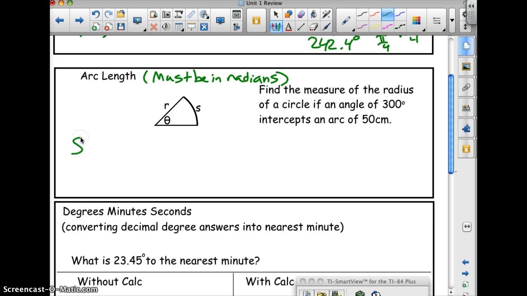Okay, and the formula for arc length is S equals R theta. That is not on your formula sheet. You need to memorize that. R obviously is the radius.